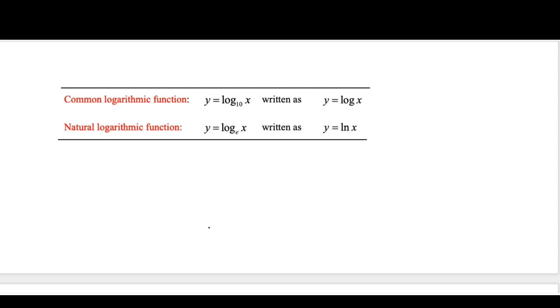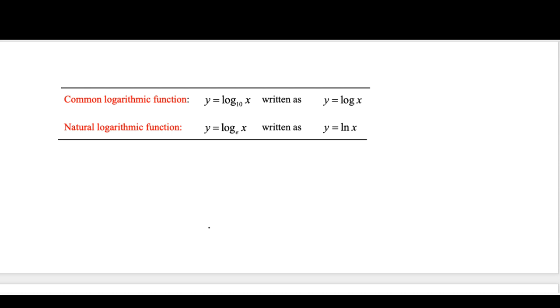Because these two types of logarithms are used so frequently, we have some special symbols or notation to represent these. A common logarithm is often expressed as just log. The base is not written in, so if the base is not written in, it's just assumed to be 10. That's a common logarithmic function. And then for a natural logarithmic function, we typically use the symbol ln to represent that. So if you see ln of x, that's just a logarithm with a base of e.